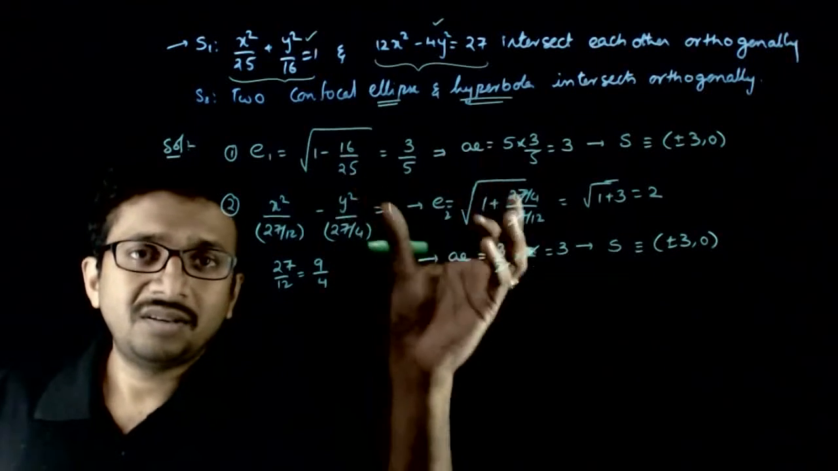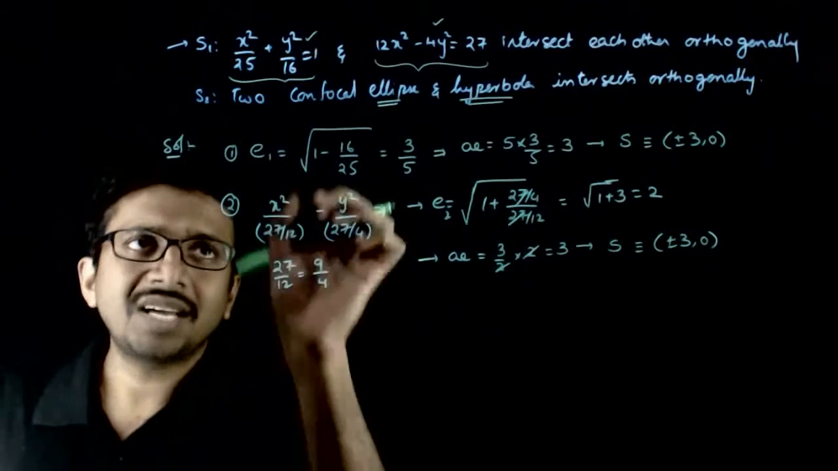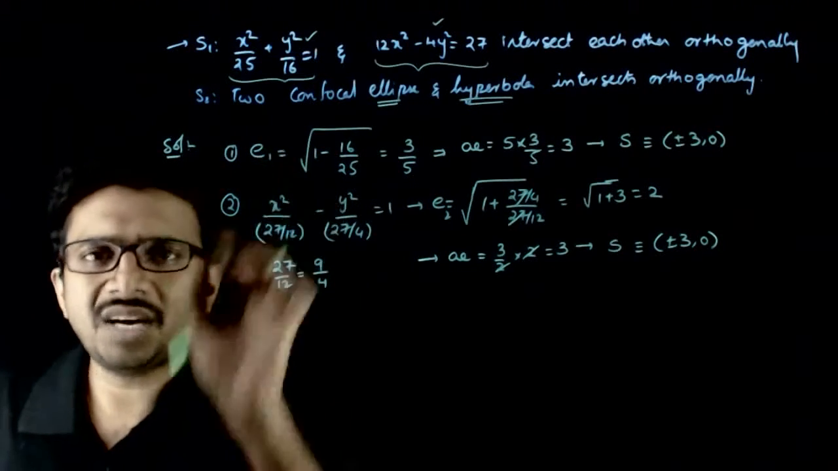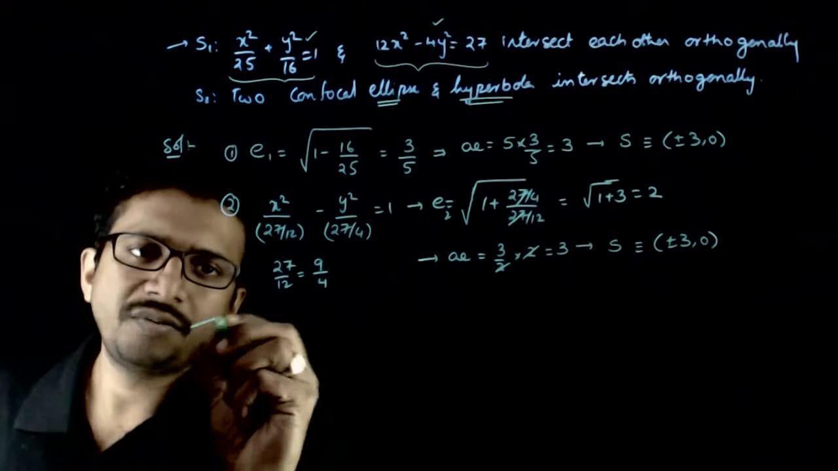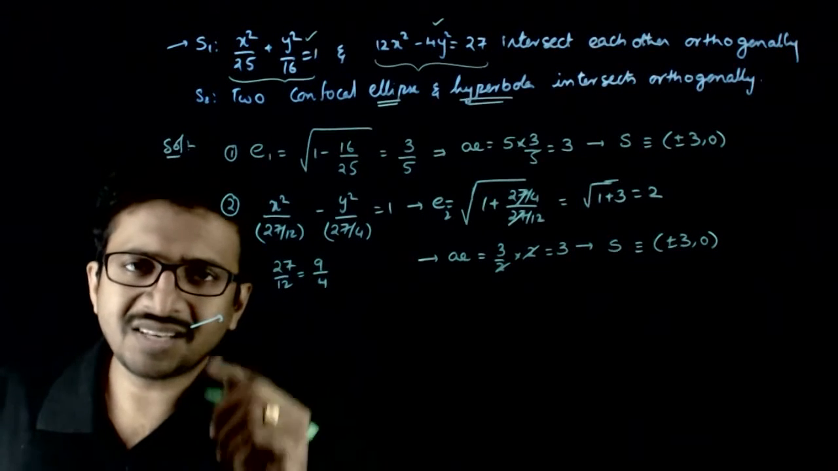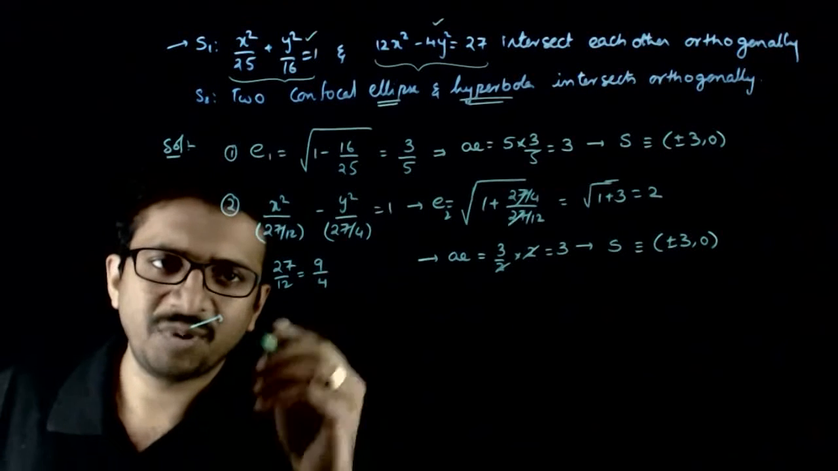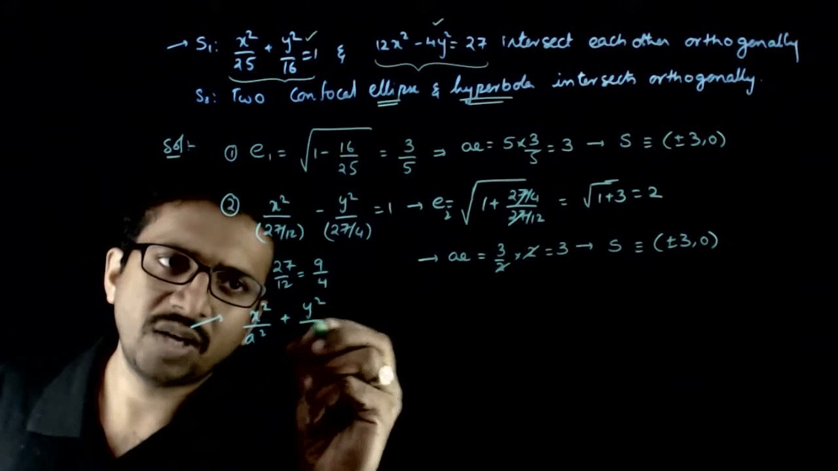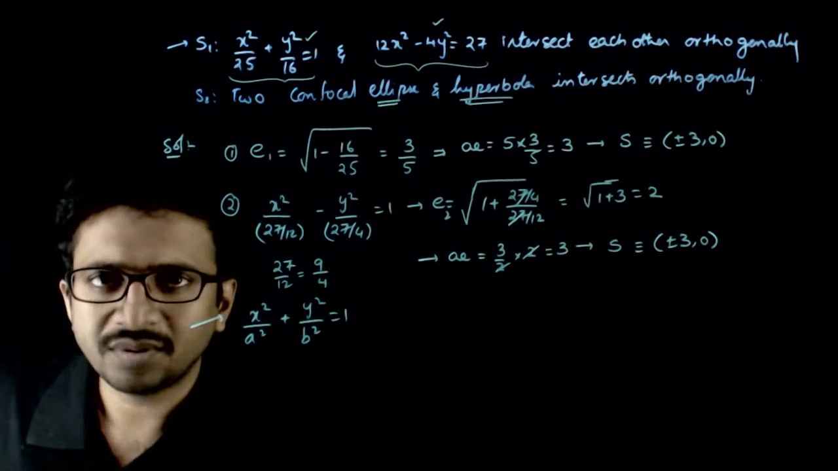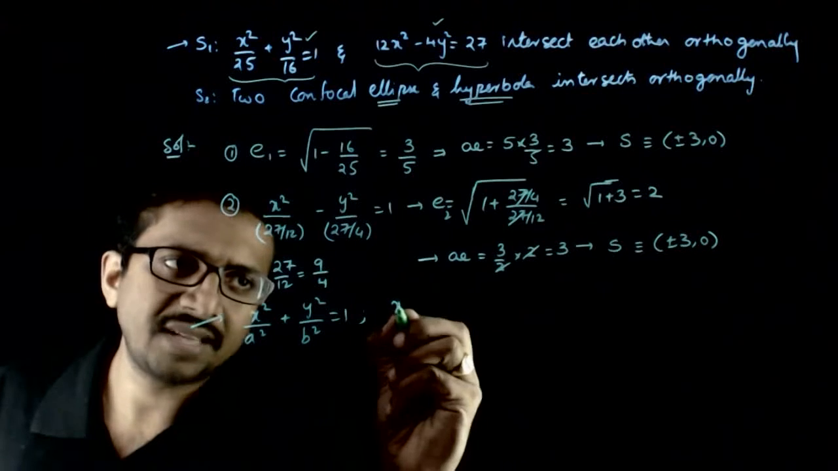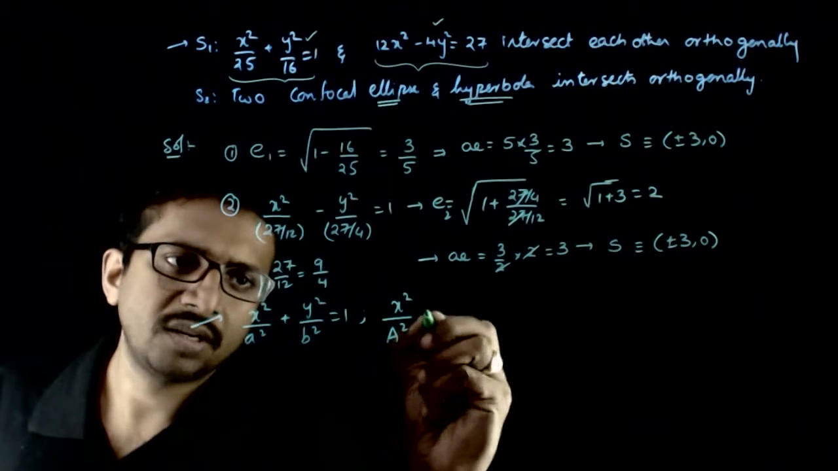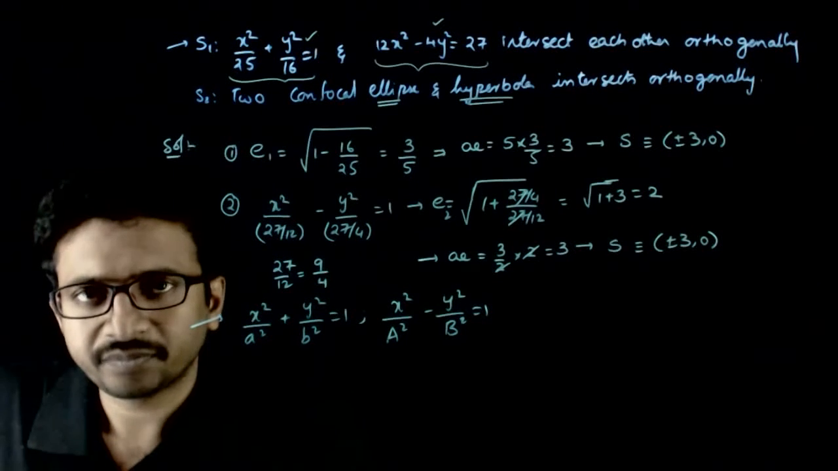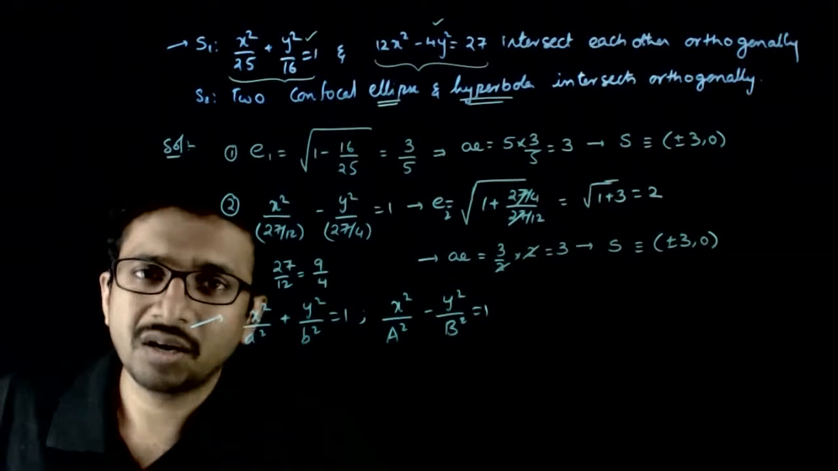Now the first statement says that these two are orthogonal. The second statement is two confocal ellipse and hyperbola intersect orthogonally. So let us check if this statement is right. If you want to check the second statement, let us say that you have an ellipse and a hyperbola. So x square by a square plus y square by b square is equal to 1 is an ellipse, and x square by capital A square minus y square by capital B square is equal to 1 is the hyperbola. So let us assume that these two are confocal.